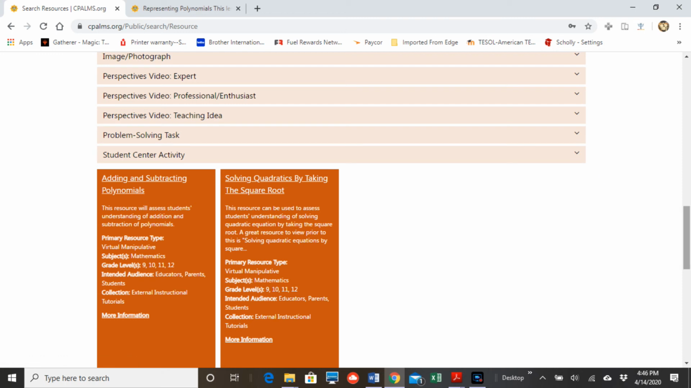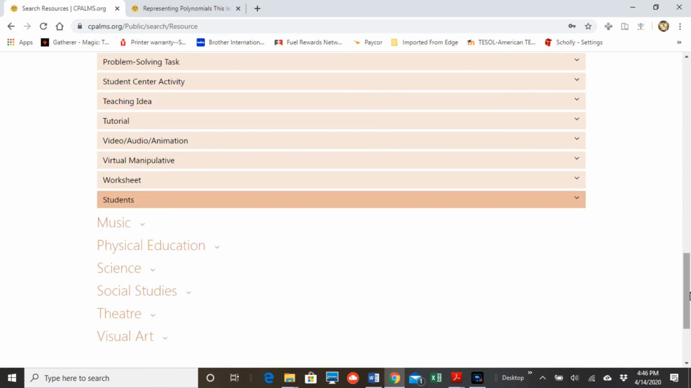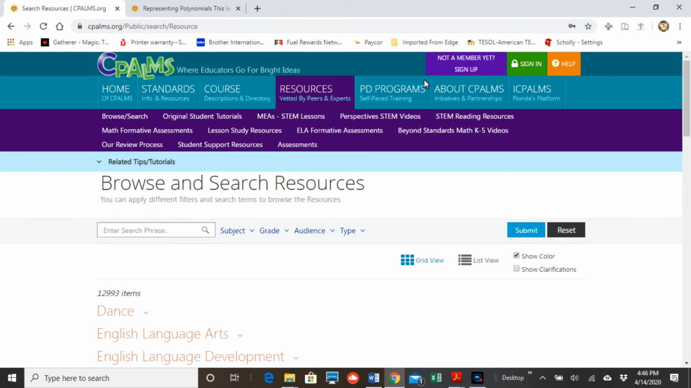Student center, so this is going to give you adding and subtracting polynomials, solving quadratics by taking the square root. So these are some additional resources. So this is something to look to if you need to.